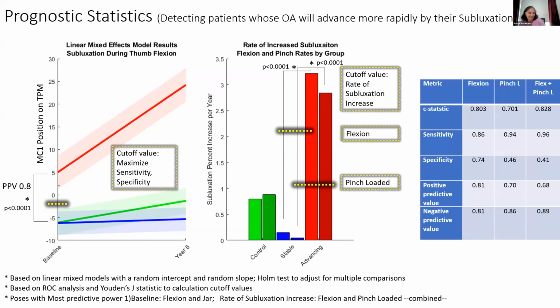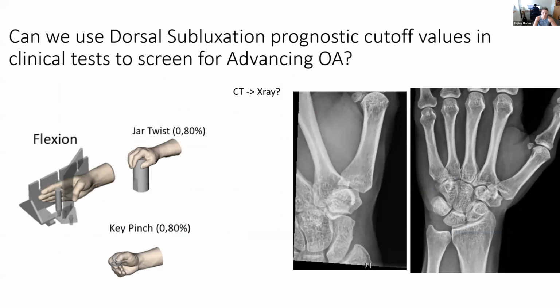Yes, just to wrap up, we were able, with high sensitivity, to produce cutoff values using rate of change for the metacarpal position on the trapezium and subluxation in flexion and pinch. The significance of using this outside of a CT scan is still yet to be determined. So the question of whether we can use the dorsal subluxation in a clinical screening test remains unknown. It presents a lot of interesting questions.